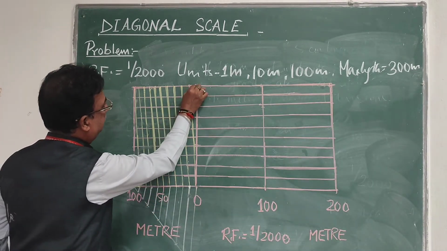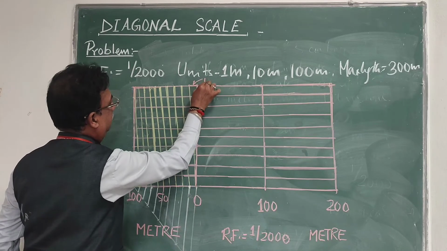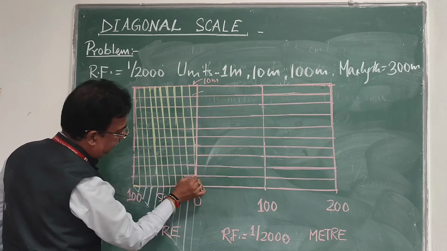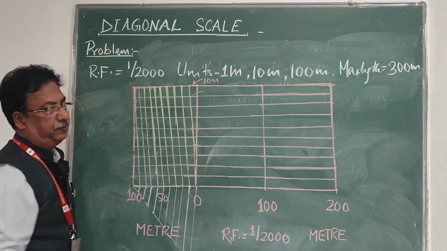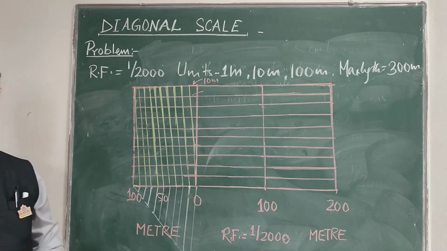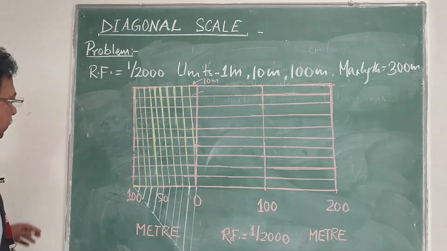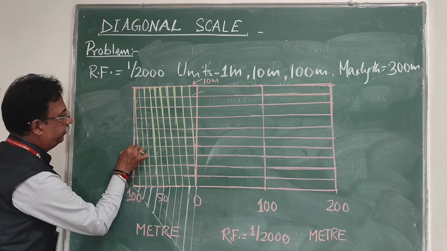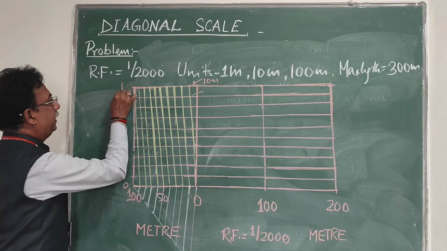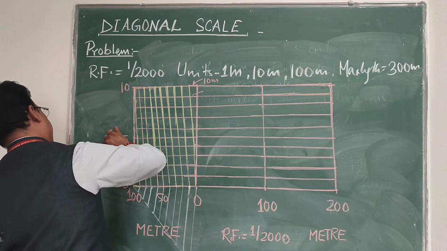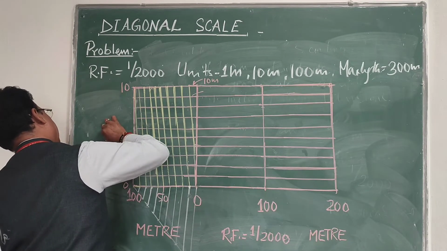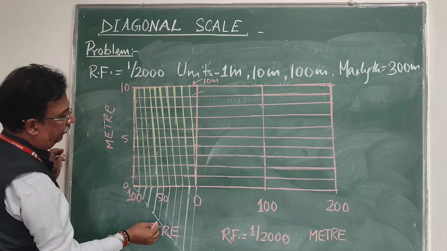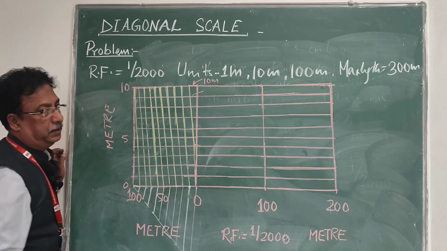So if this distance is 10 meter, then the next distance will be 9, and in the same way this small gap in the first division will be equal to 1 meter length. And if I want to mention, then this will be 0, 1, 2, 3, 4, 5, and this will be 10 meter. You can write in this way. That is the third part, that is also meter. So the meter, 1 meter we will get at this part.